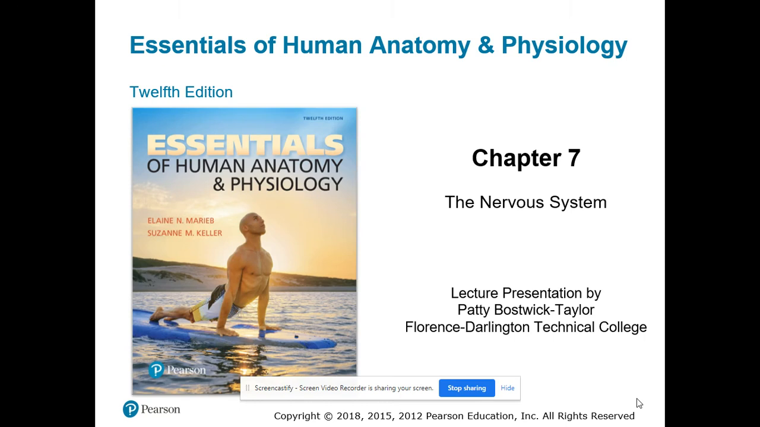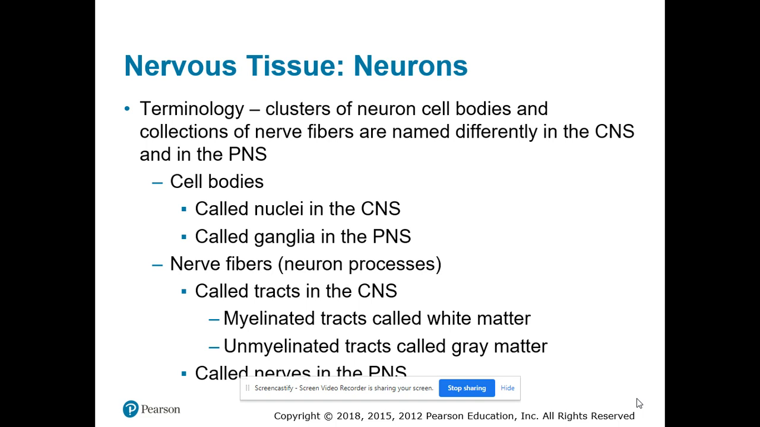Hey everyone! We're going to continue on with the nervous system, and we're specifically going to continue on with talking more about the structure that occurs within the nervous system. So let's go ahead and continue and get started. Now, nervous tissue are often called neurons.